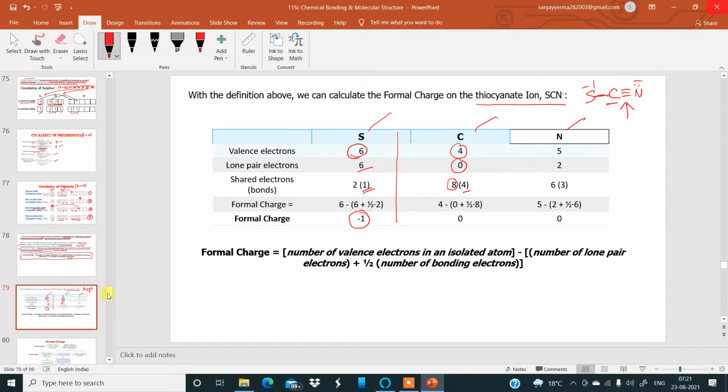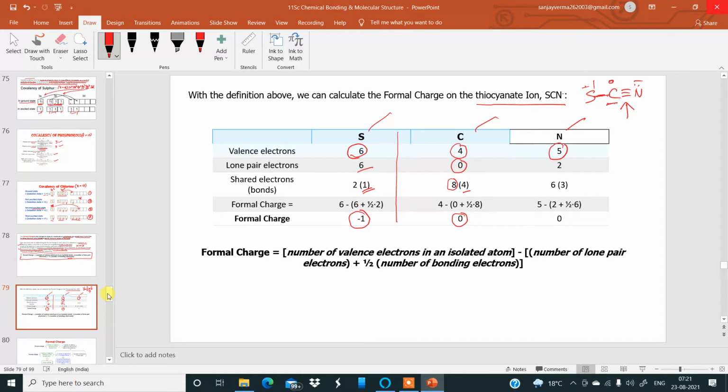Now if you apply the formula for formal charge, we have 4 minus 0, where 0 is for the lone pair electrons, plus half into 8 shared electrons. So that is 4 minus 4, which comes to 0. The formal charge on carbon is 0. Then if you look at nitrogen, the valence electrons on nitrogen are 5. It belongs to group 15 or 5A, so it has 5 valence electrons.